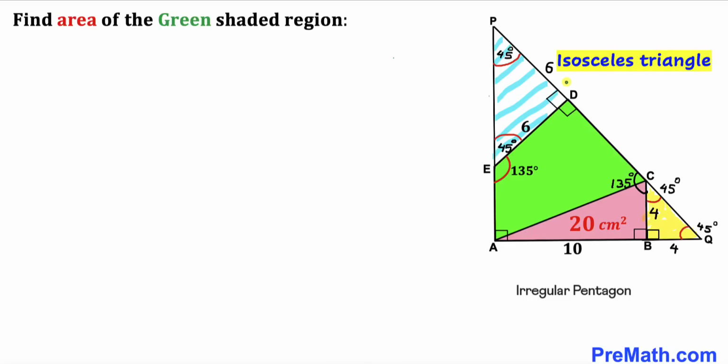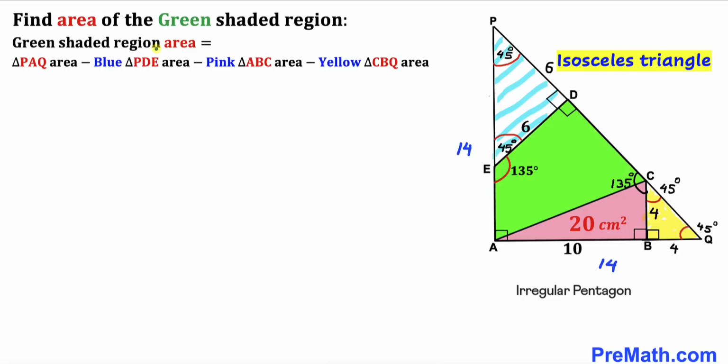And now let's focus on this bigger right triangle PAQ. Since this angle is 45 degrees, this angle is 90 degrees, and this angle is 45 degrees as well, this is also an isosceles triangle. So that means this side length AQ is going to be equal to this side length AP. And we know that this whole side length AQ is going to be 10 plus 4, which gives us 14. So therefore this side length AP is going to be 14 centimeters as well.